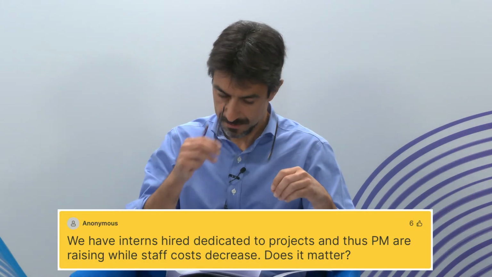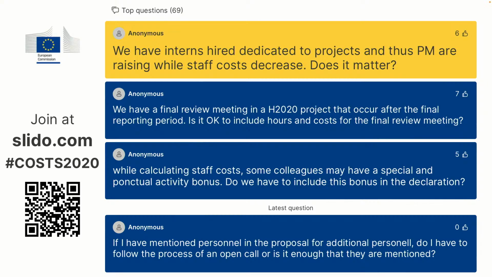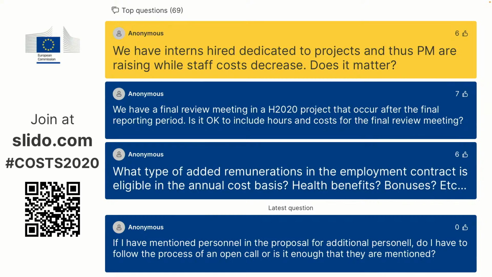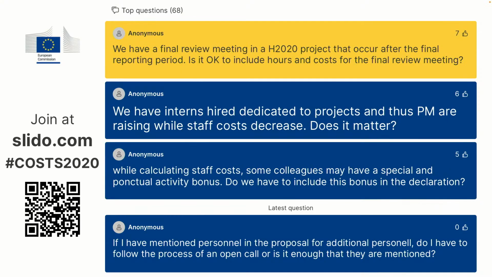Okay, next question. We have a final review meeting in the H2020 project that occurs after the final reporting period. Is it okay to include hours and costs for the final review meeting? Yeah, we have a sort of exception for that, because costs related to the final report are acceptable even if incurred after the end of the action. That covers also costs that could be for this review meeting.